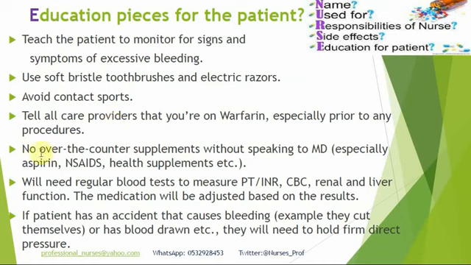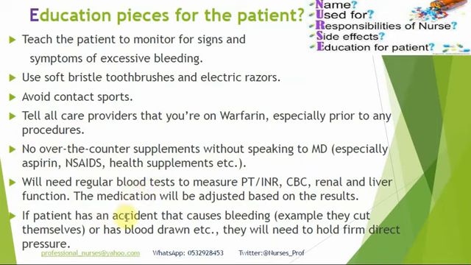We have to educate our patient to tell their caregivers that they are on warfarin, especially prior to any procedure or surgery. Never take over-the-counter supplements without speaking with your MD, especially aspirin, non-steroidal anti-inflammatory drugs, or health supplements. They will need regular blood tests to measure the PT, INR, CBC, and renal and liver function, so we can adjust the dosage of medication accordingly.